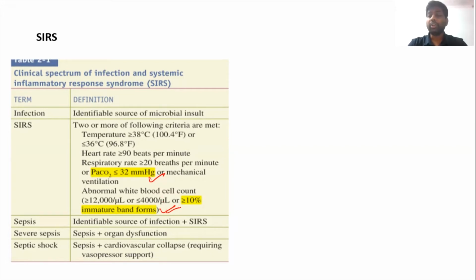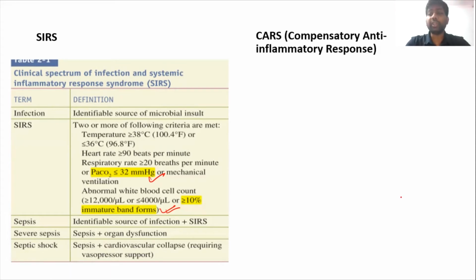But along with the SIRS response, there is another response which goes on in the body, and that is known as CARS. What is CARS? CARS is the compensatory anti-inflammatory response. So when there is an inflammatory response going on, there is a simultaneous anti-inflammatory response, which is a protective response which starts in the body.